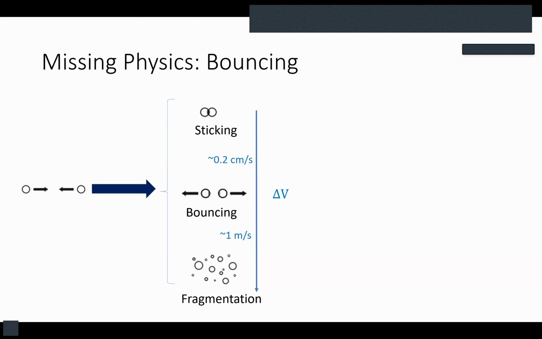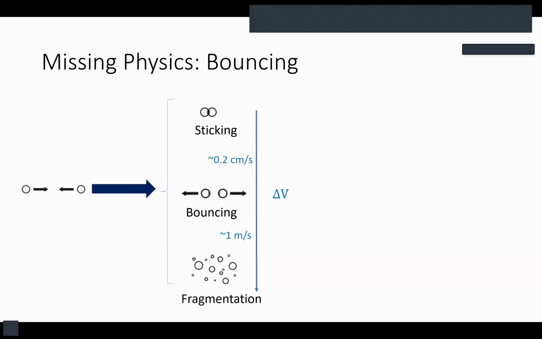So when two grains collide, depending on the relative velocity, the outcome can be classified into 3 categories. Just imagine you throw 2 ping pong balls that are made of sticky surface. If the collision speed is very slow, they will stick. But if you collide them with high enough velocity, they will just fragment. And the fragmentation limit is about 1 meter per second, depending on the material strength.